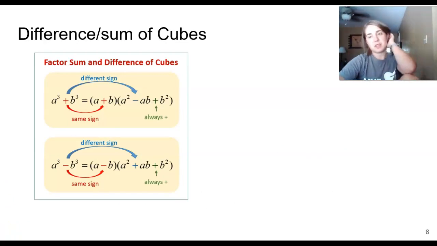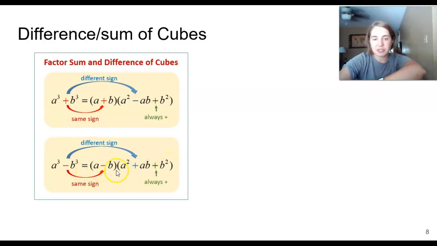So the last little topic for this that we need to talk about is sum and difference of cubes. We just did difference of squares. We have an a squared minus b squared situation. We learned what that formula was. Now we're learning if we have a to the cube plus b to the cube or a to the cube minus b to the cube, this is a formula that we're going to use.